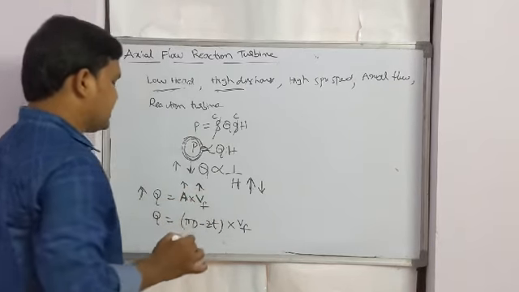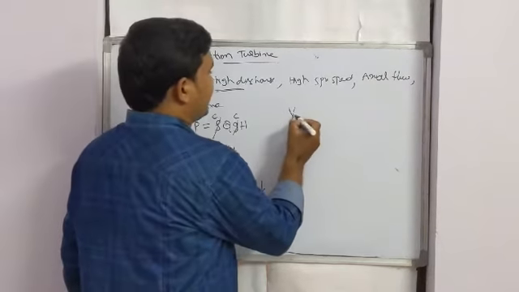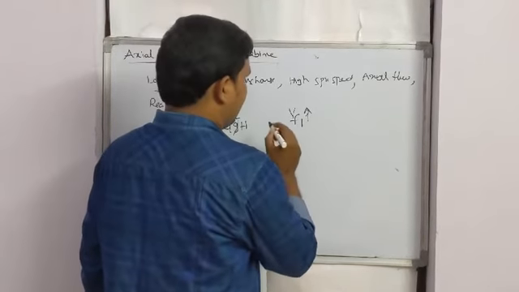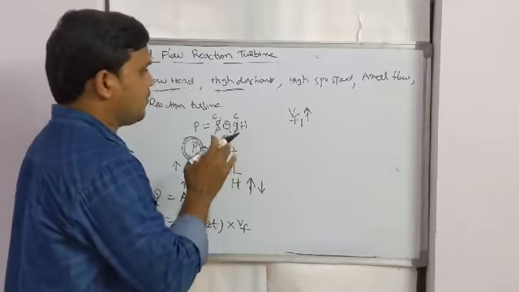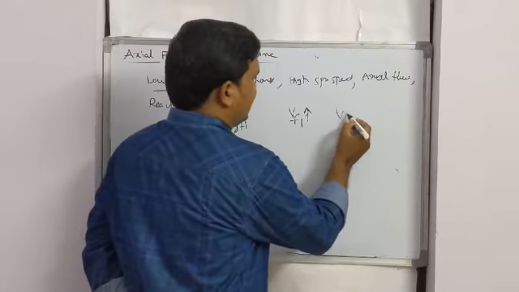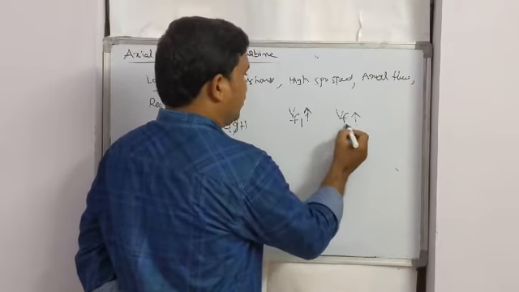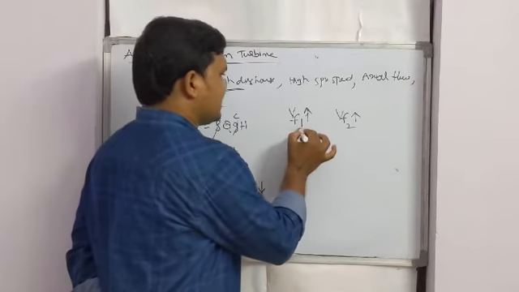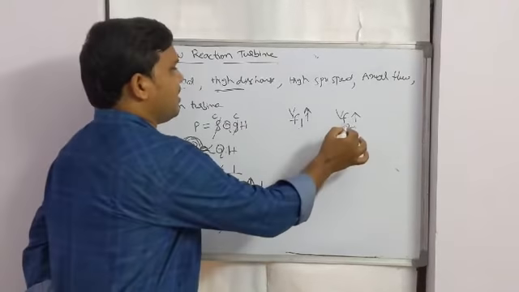If you want to increase the velocity of the flow, whenever the velocity increases, Vf1 increases, where Vf1 is the flow velocity of water at inlet. Whenever the flow velocity at inlet increases, the exit velocity also increases, because Vf1 and Vf2 in an axial flow reaction turbine are the same. So whenever Vf1 increases, Vf2 also increases. This means more exit losses.